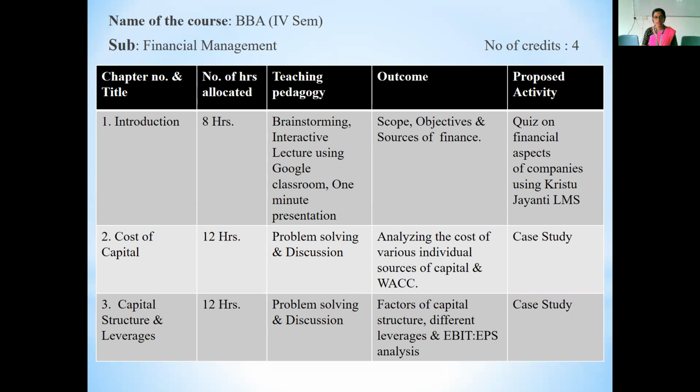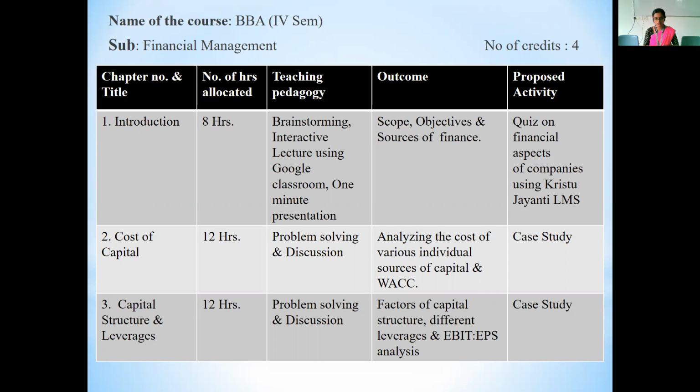So as I told you earlier, unit number 2 will be a mix of your theory as well as practical components. And at last, we will also have a case study discussion on calculating the weighted average cost of capital involved when a company raises capital through various sources of financing.